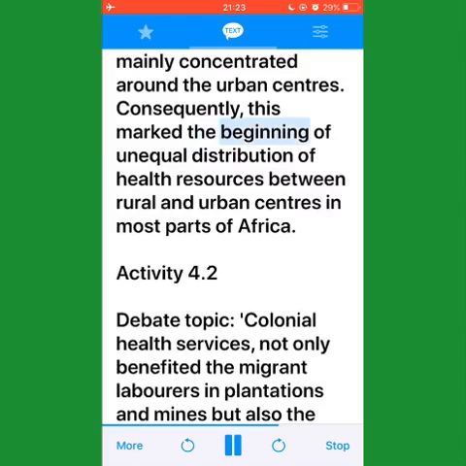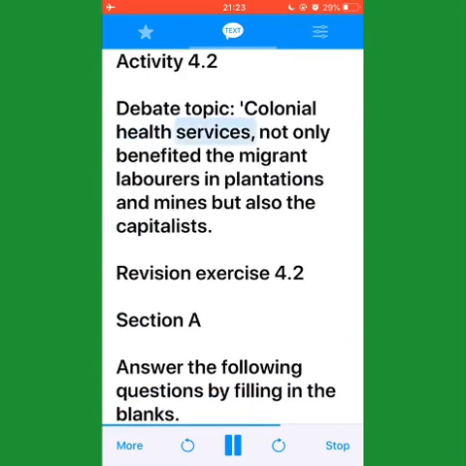Consequently, this marked the beginning of unequal distribution of health resources between rural and urban centers in most parts of Africa. Activity 4.2. Debate topic: Colonial health services not only benefited the migrant laborers in plantations and mines but also the capitalists. Revision exercise 4.2.